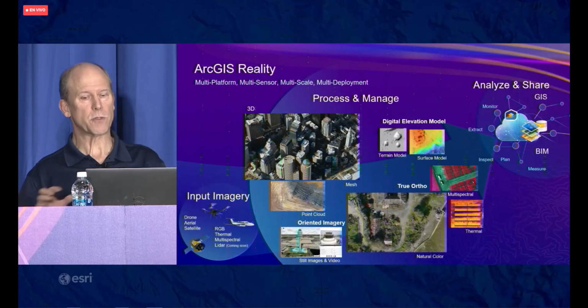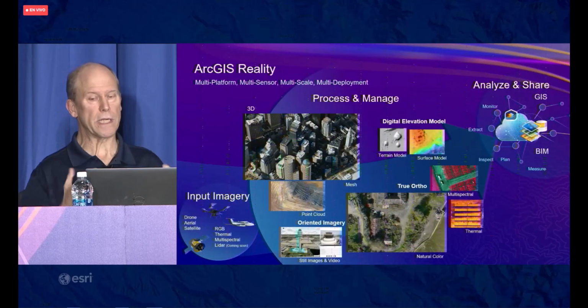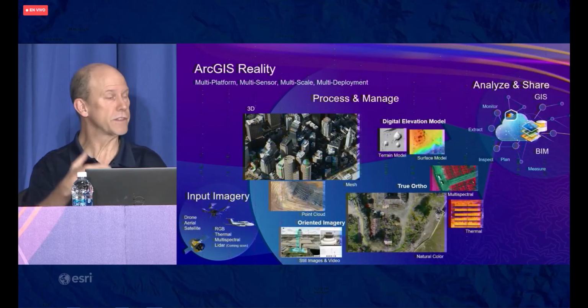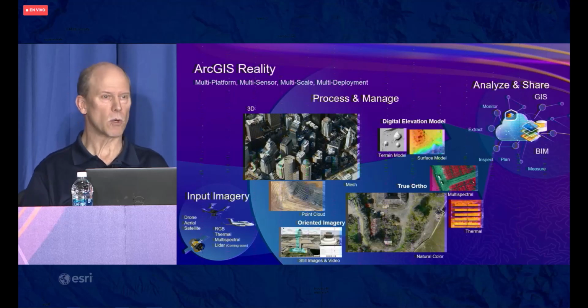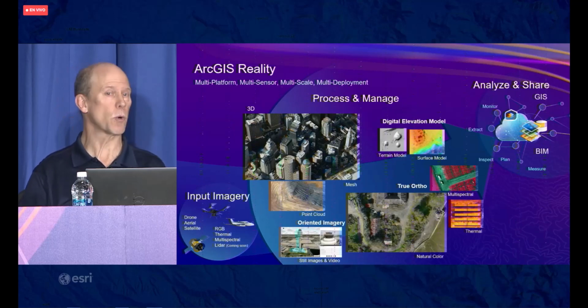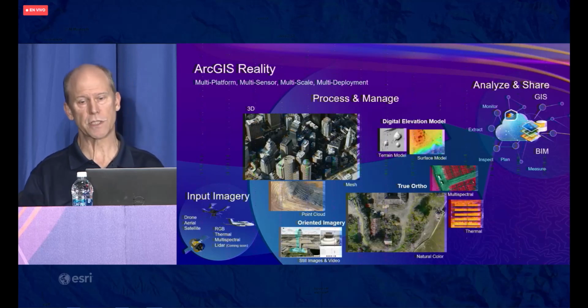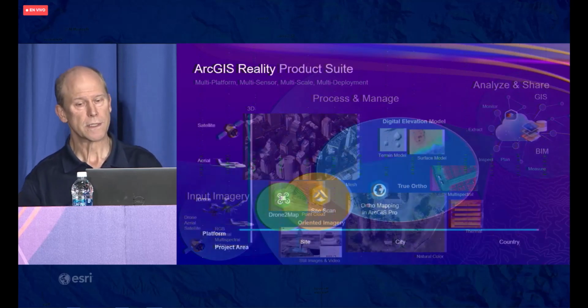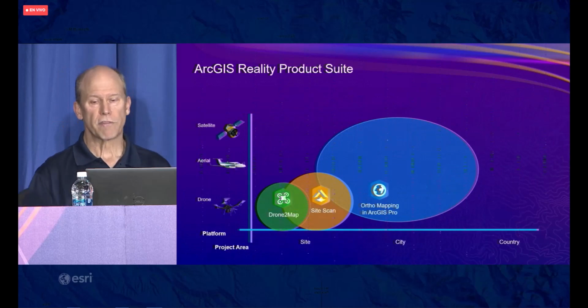So ArcGIS Reality is our software suite to provide a workflow for a variety of different inputs, including thermal or multispectral sensors and soon LiDAR, to generate the derived products to feed into GIS or BIM to perform a variety of analysis tasks, inspections, feature extraction, and more. So we refer to the various products as the ArcGIS Reality product suite.